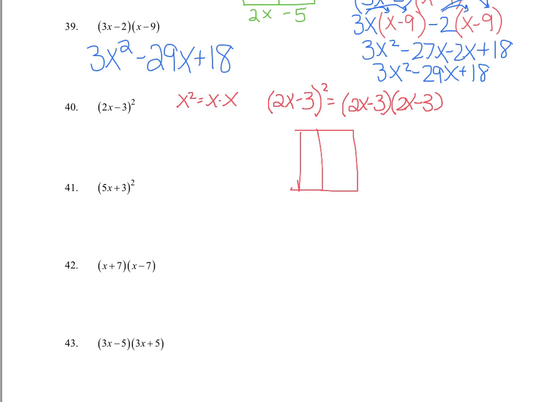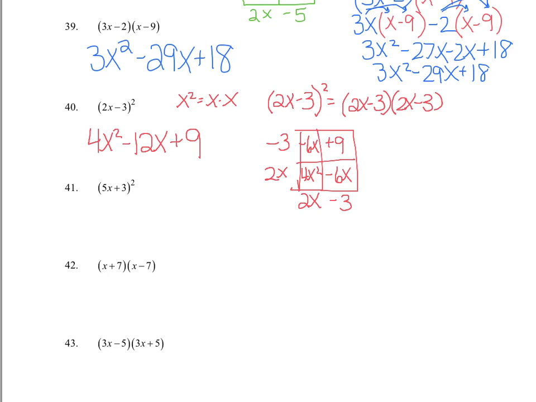I can use the box method for this. I've got 2x minus 3 times 2x minus 3. 2x times 2x is 4x squared. 2x times negative 3 is negative 6x. Negative 3 times 2x is negative 6x. And negative 3 times negative 3 is positive 9. This is going to simplify to 4x squared, negative 6x plus negative 6x is negative 12x, plus 9.